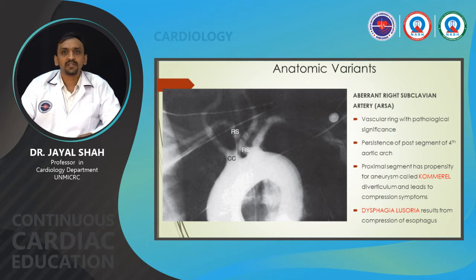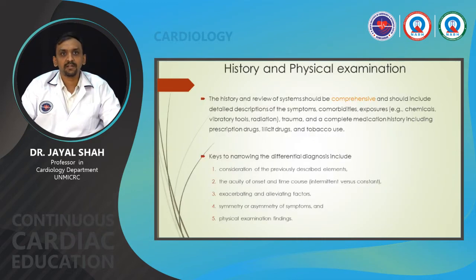The second one, which is less common and associated with more pathologic significance, is the aberrant origin of the right subclavian artery distal to the left common carotid artery. This is known as arteria lusoria and it is a common cause of dysphagia because of compression of the esophagus. Sometimes the proximal segment has a propensity for dilatation and aneurysm formation, leading to formation of Kommerell's diverticulum and compression symptoms.